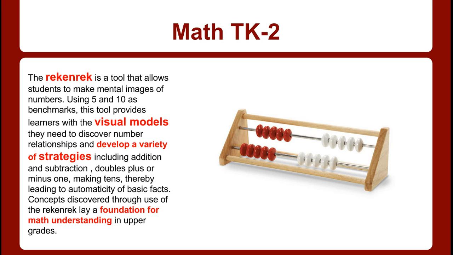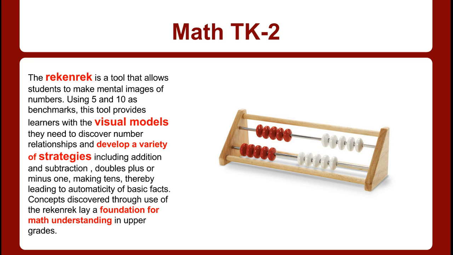upper grades. Here are some ways teachers are using Rekenreks and other tools and manipulatives to help students understand number sense. The Rekenrek is set up like an abacus. It has 2 rows, a top and bottom row, with 5 white and 5 red beads on each row. The beads must all be to the right in its ready position to begin.